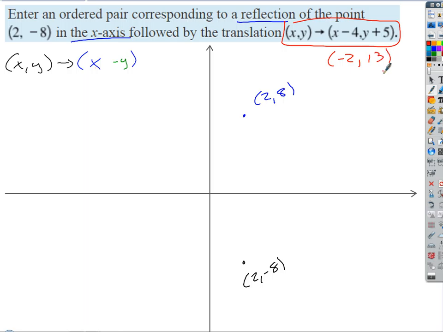13. Yeah, and that's it, right? So we just go back 2 and up 13. And that's my answer. Really all we did is we just went backwards 4 and up 5, but we don't need to write that, right? We just apply the rule. Okay, make sense? Okay, let's look at another one.